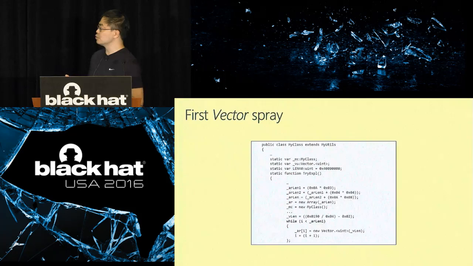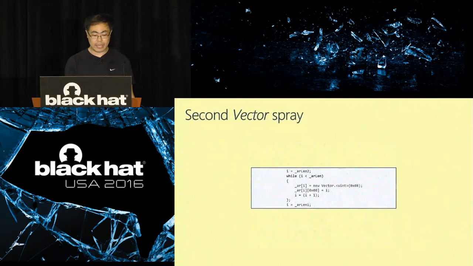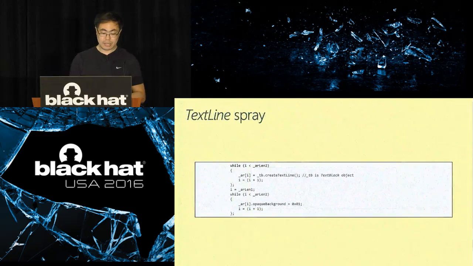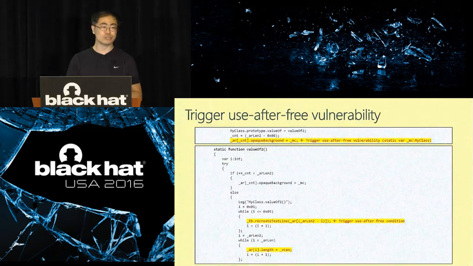But first, it's just doing some vector spray. But the vector spray is not really huge, like 1 or 2 gigabytes of vector. It's not that kind of big vector spray. It's just a few megabytes, at most. And they are doing another vector spray, and they make some holes in between. And they are just spraying some vulnerable object in between and trigger the use after free.